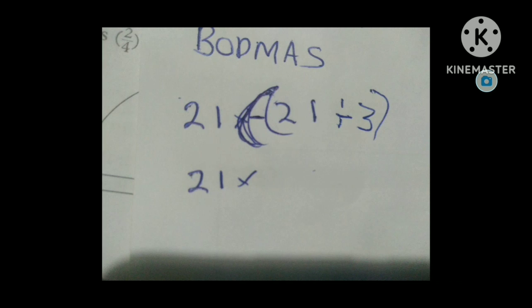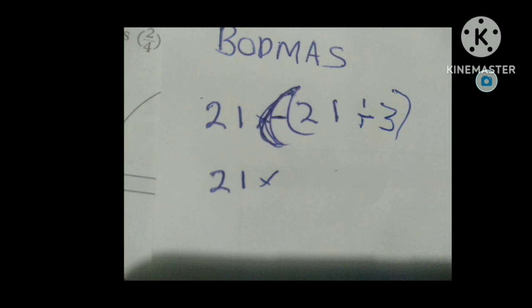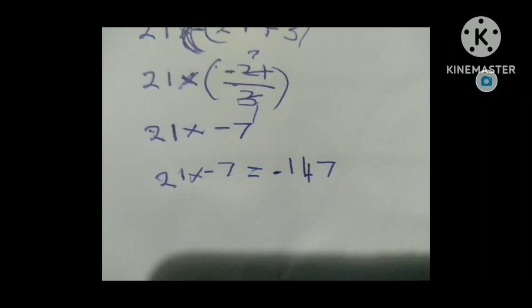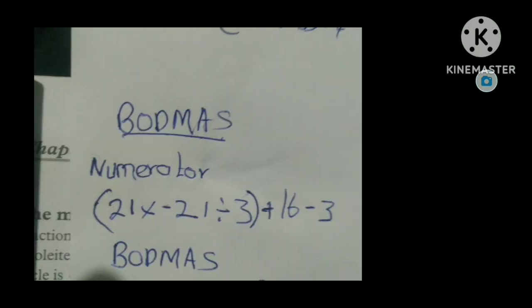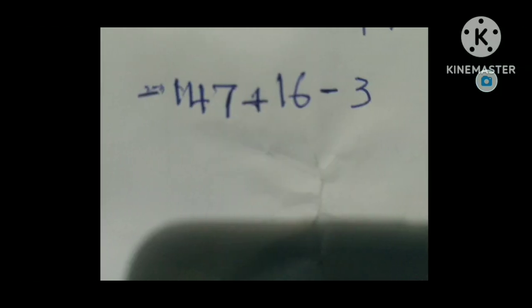So you solve negative 21 divided by 3. That should give you a negative 7. So 21 times negative 7, you get negative 147. Alright, are we together up to that point?